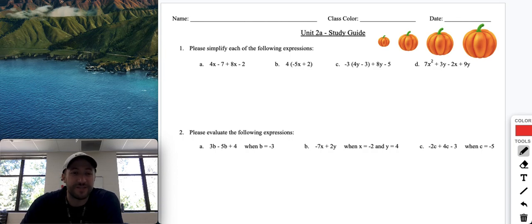Today we're going to go over the Unit 2A study guide. This test is going to cover expressions and equations. So let's go ahead and get into it, okay? Question number 1 says, please simplify each of the following expressions.